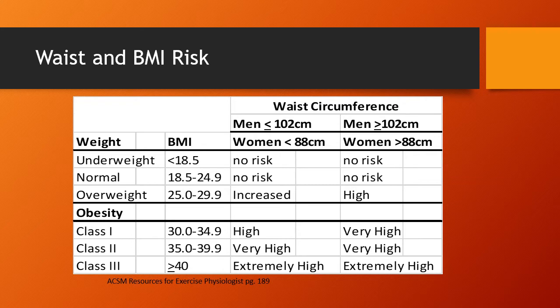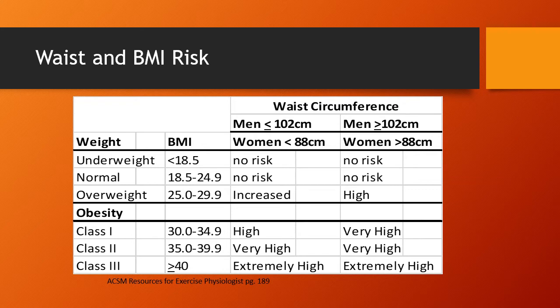So class 1 is any value that is 30 to 34.9. Class 2 obesity is 35 to 39.9. And class 3 obesity, which is considered to be severe obesity, is anything with a BMI value above 40. And again, this is one of those things that the BMI value is more accurate for individuals who are already considered to be obese versus an individual who may be highly muscular and athletic by nature.